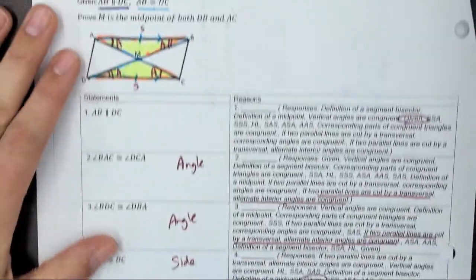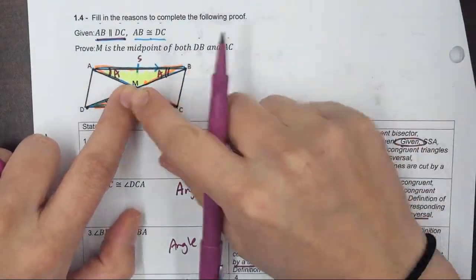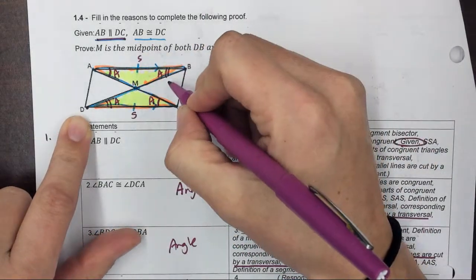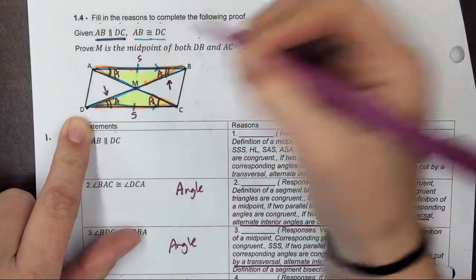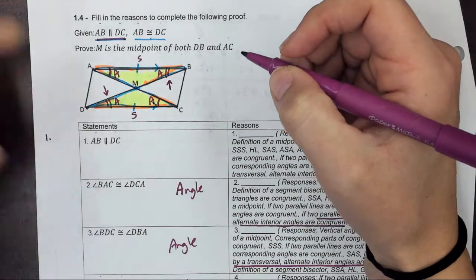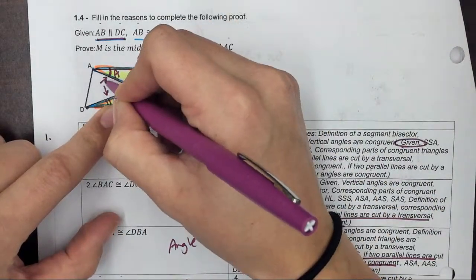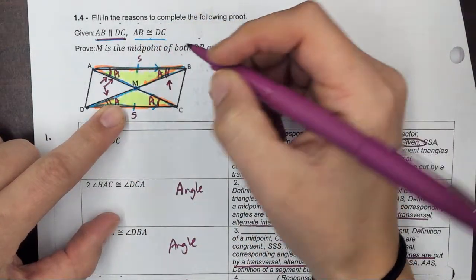BM is congruent to DM. So if I find BM, it's congruent to DM. So this guy is congruent to this guy. Why? And the other part, AM, is congruent to CM.